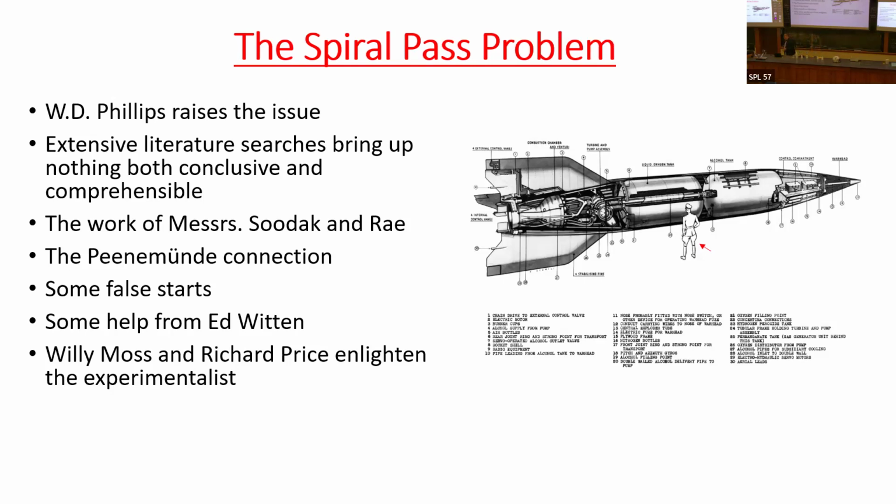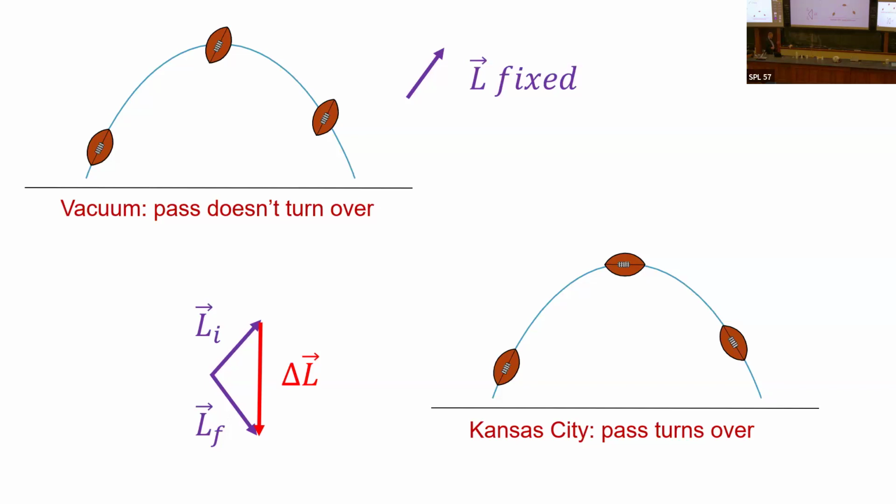So I was joined in the effort by Willie Moss, who is a college buddy of mine, and Richard Price at MIT. So here's the basic issue. If I pump all the air out of the room, the ball will maintain its axis in the initial angle because of conservation of angular momentum. What a tight spiral pass does is to turn over, that is to say, its axis changes from here to here. In that time, the spin drag of the air, in other words, the air trying to slow the spin down, is negligible.